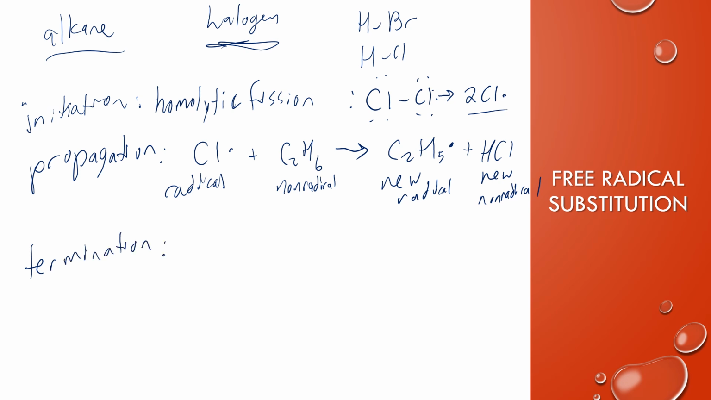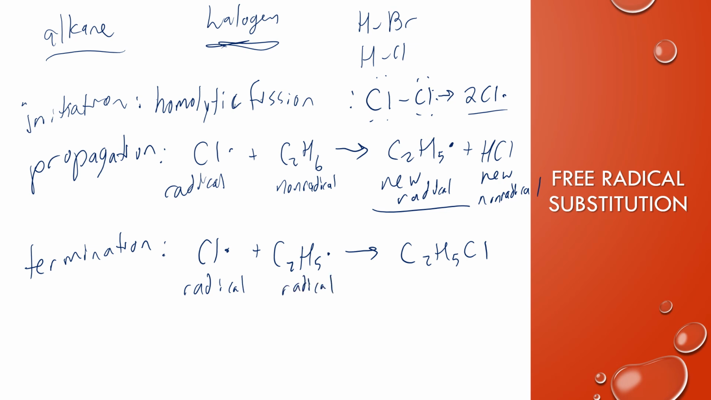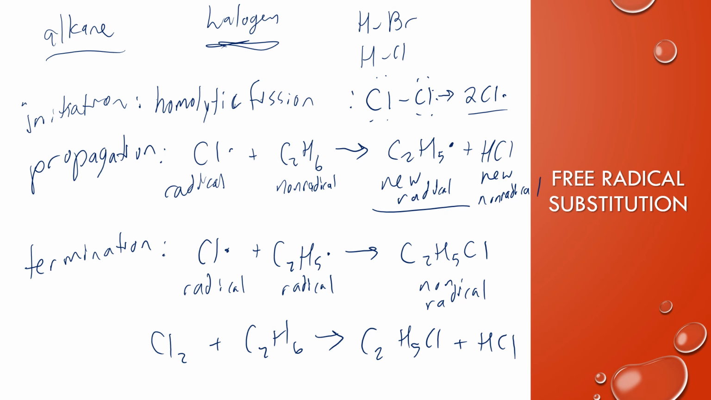And that's where you're going to take two radicals, so could be your other chlorine, and maybe this new radical that we formed. And they're going to come together and make your product. So you'll have a radical plus a radical gives a non-radical. So the net reaction here is the chlorine plus the ethane forming the C2H5Cl plus an HCl. But it has to go through these three steps in order to form that.